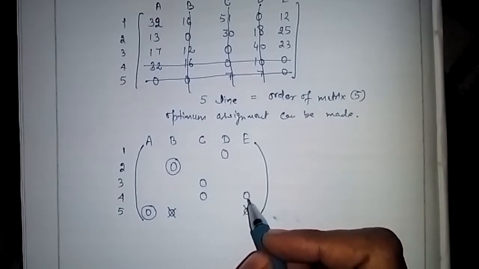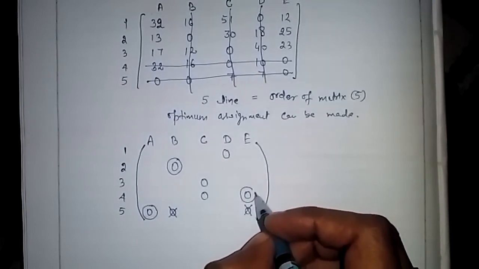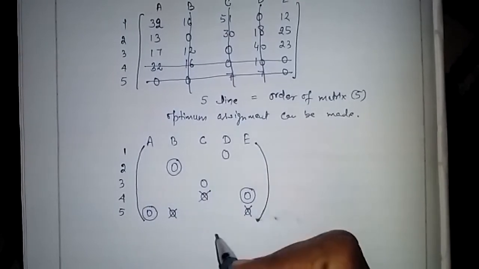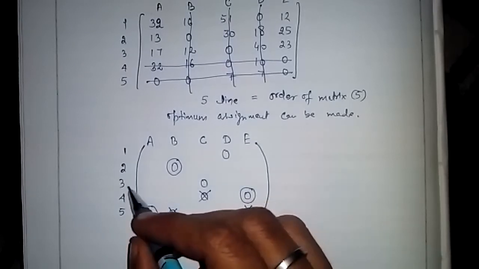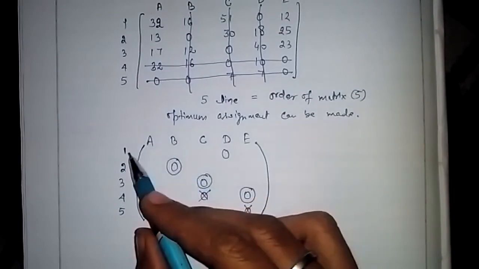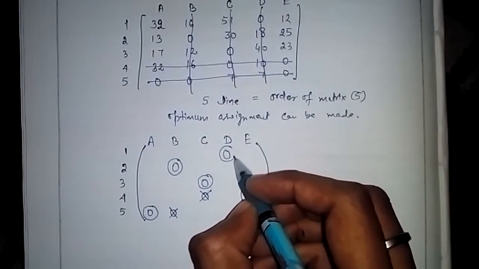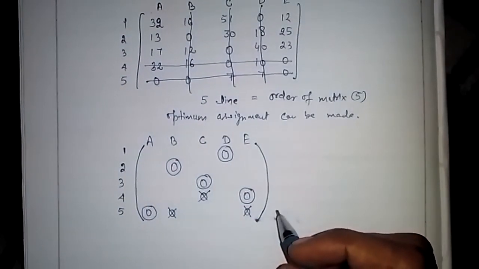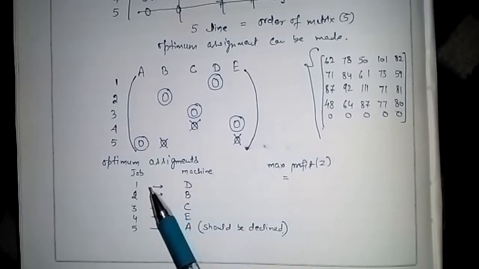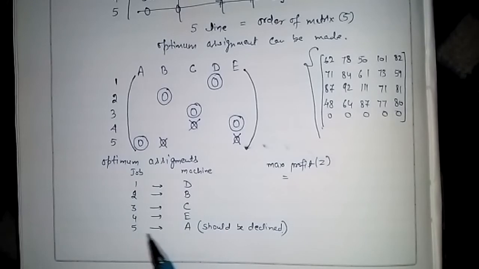Now we see that the fifth column contains exactly 1 zero, so we'll assign job 4 to machine E, and we'll cut this zero so that this job cannot be assigned to C. And now we can assign the third job to machine C, and the remaining job 1 will be assigned to machine D. So now these are the optimum assignments: job 1 has been assigned to machine D, second to B, third to C, fourth to E and fifth to A.